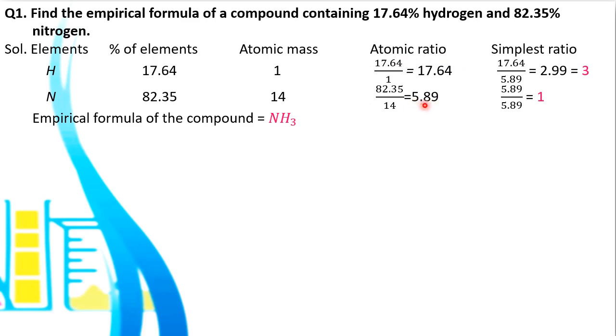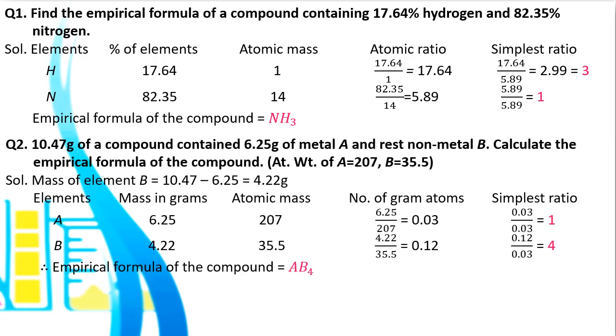5.89 is the smaller, so we will divide the first one by 5.89 for the simplest ratio, and here it comes 2.99, that is 3 after rounding, and for nitrogen it is 1. So it is clear there are 3 atoms of hydrogen and 1 atom of nitrogen. So we can write the empirical formula of the compound is NH3, that is ammonia. Let us see the next question.